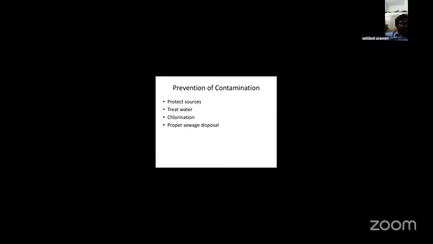What is chlorination? Chlorination means adding chlorine to the water to kill the pathogens. It is the most common effective method of disinfection. What forms of chlorine are used? Bleaching powder, chlorine gas, chlorine tablets. What are the benefits of chlorination? It kills bacteria and viruses. It provides residual protection during distribution.